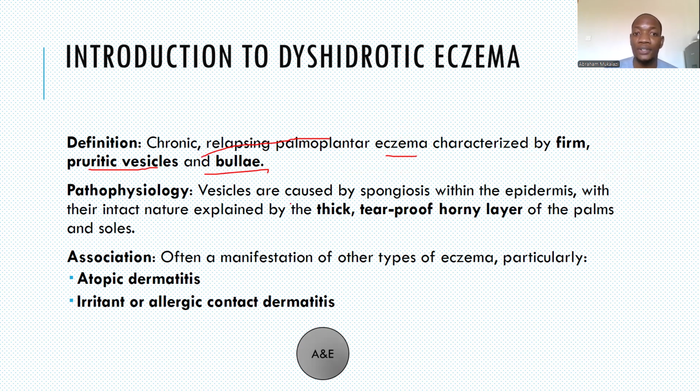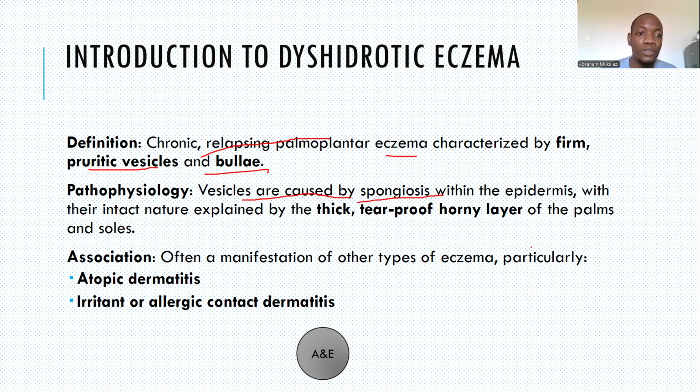In the pathophysiology, vesicles are usually caused by spongiosis within the epidermis. In spongiosis, you have accumulation of fluid between the cells, or intercellular edema, that gives you separation. In this case, the fluid is so much that it ends up forming bullae just below the stratum corneum. Now, the stratum corneum in the palms and soles is a little bit thicker compared to the rest of the body. So that's why it will give you these deep-seated vesicles.